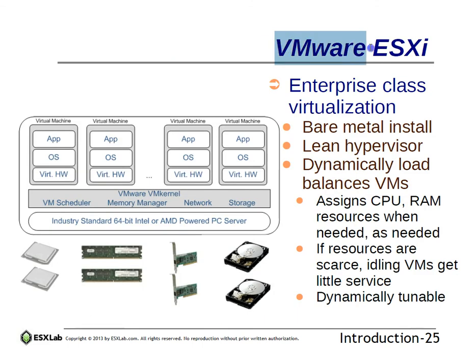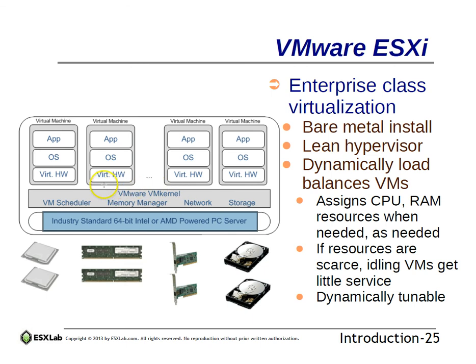Now let's take a look at VMware's hypervisor, and the name of the hypervisor is ESXi. ESXi is enterprise-class server virtualization software for bare metal installations. What I mean by bare metal installations is this. ESXi installs on industry-standard Intel or AMD-powered PC servers.